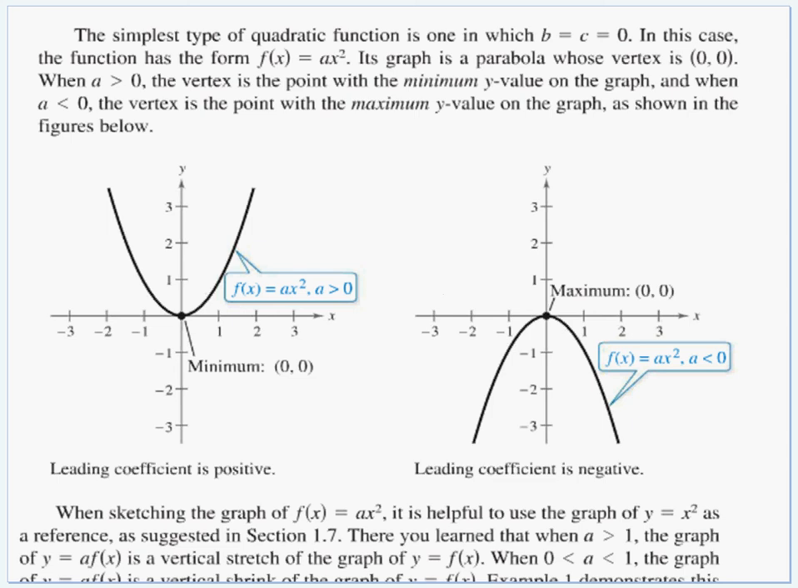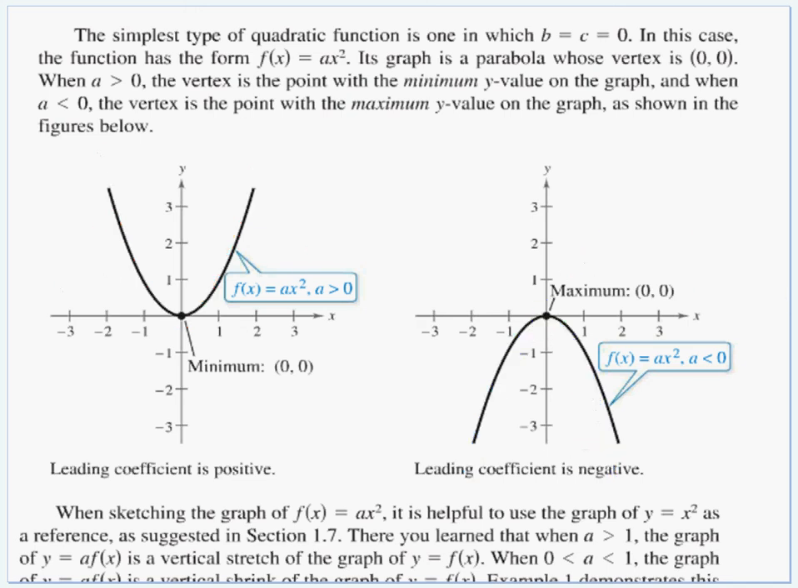And we can see that here in the figures below. So here, if b and c are equal to 0, our parabola opens up. It will go through the origin, and this value is a minimum value. If our leading term is negative, our parabola opens downward over here in blue, and the dot right there at the origin will be the maximum.